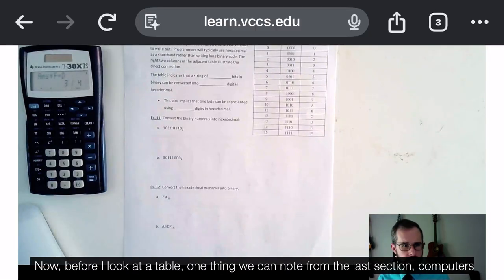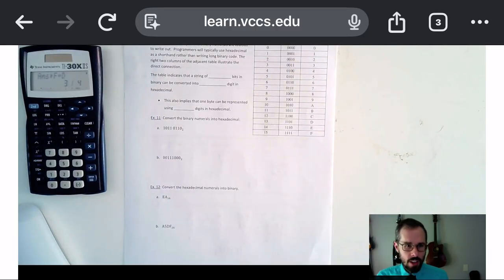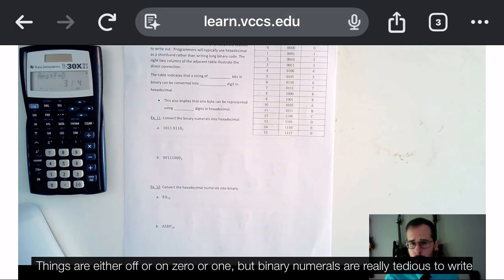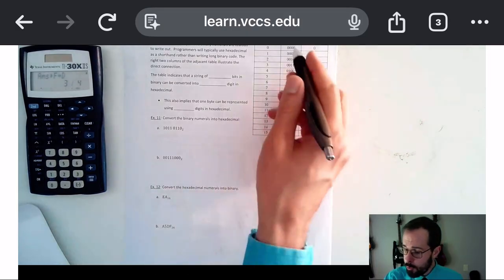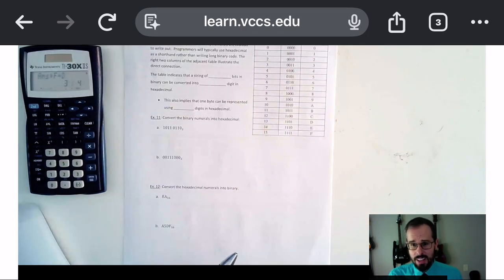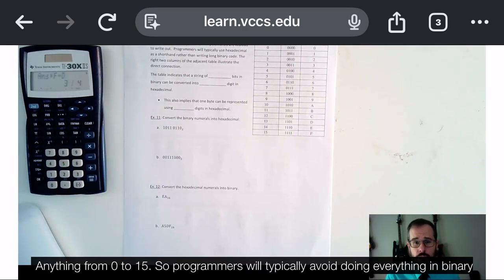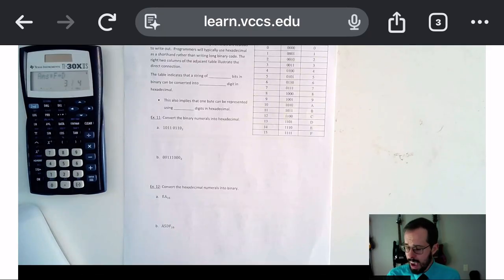Now, before I look at the table, one thing we can note from the last section, computers fundamentally, our standard normal kind of computers, are coded using binary code, right? Things are either off or on, 0 or 1. But binary numerals are really tedious to write out, right? With 4 binary numerals, the highest that we can count to is 15, right? Anything from 0 to 15. So programmers will typically avoid doing everything in binary, just because it takes a long time. Instead, they will use hexadecimal as a sort of abbreviation.